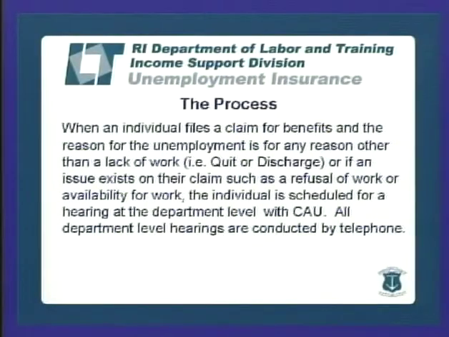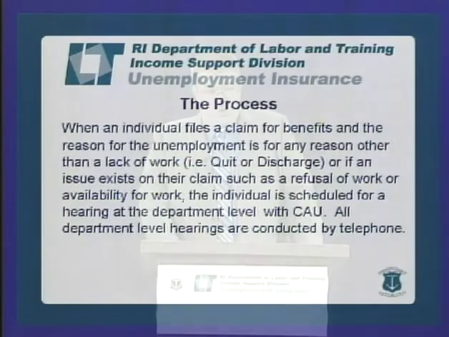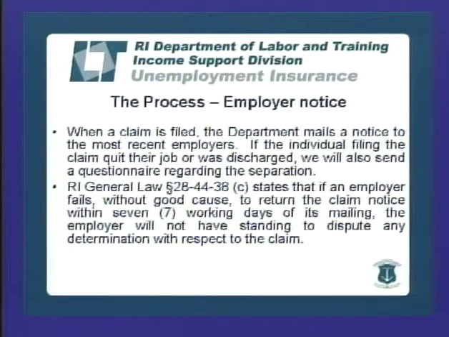When we go through this process, the individual files a claim for benefits, and they record the reason why they are no longer working. If it's for any reason other than a lack of work, so for example, a quit, a discharge, or some sort of labor dispute, the adjudication process begins. Once this process begins, we submit a form to the employer. It's the employee separation notice, and we ask the employer to respond to that form to confirm that separation reason. If that information is received and it is not, in fact, an issue that we must investigate, telephone interviews are conducted between all parties.